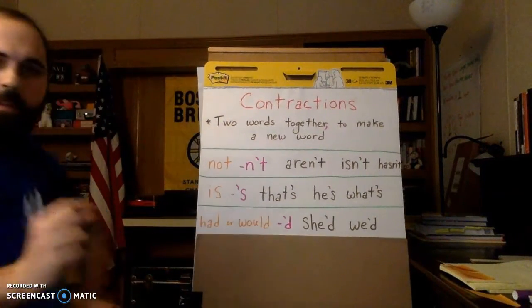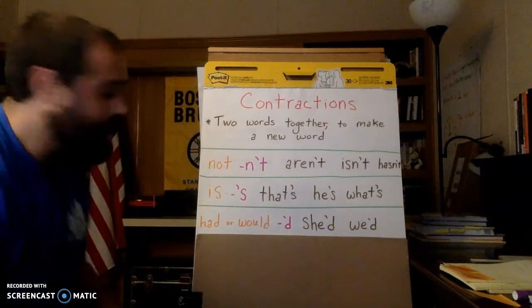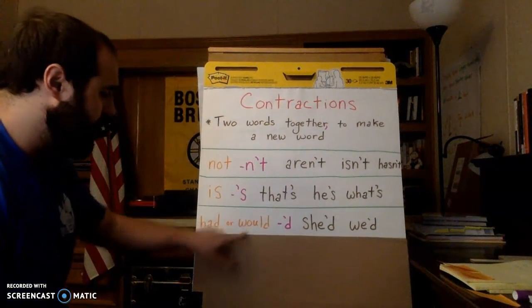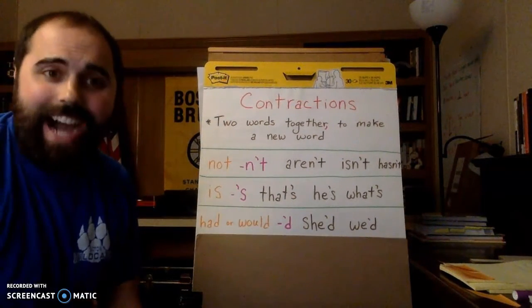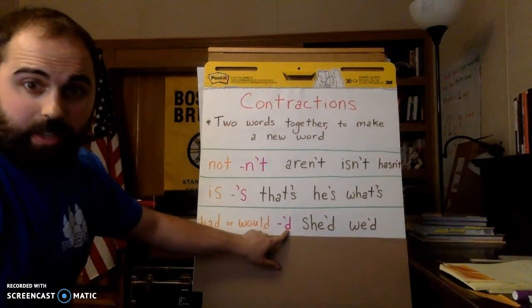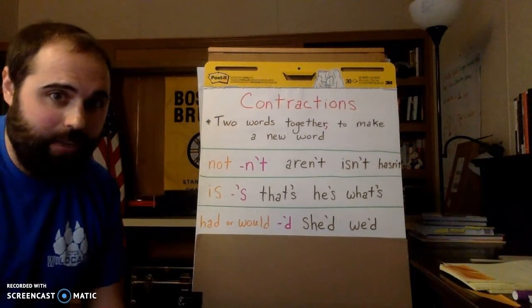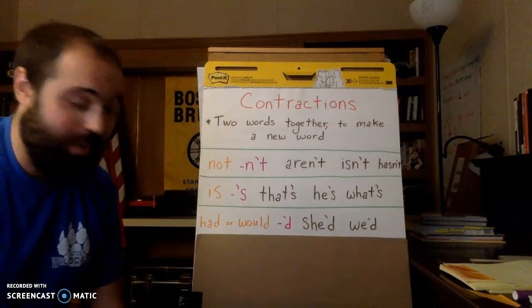The next one's a little bit more tricky, but there aren't many words that it works with, so that makes this a little bit easier. It's using the word had or would, like I would, I'd. All we do is add apostrophe d. So this contraction actually takes out a lot of those letters that we would normally write down. So this could save you a lot of time if you use it correctly.